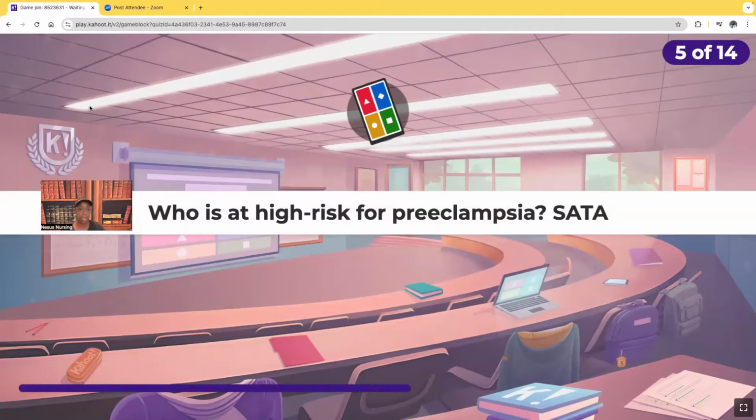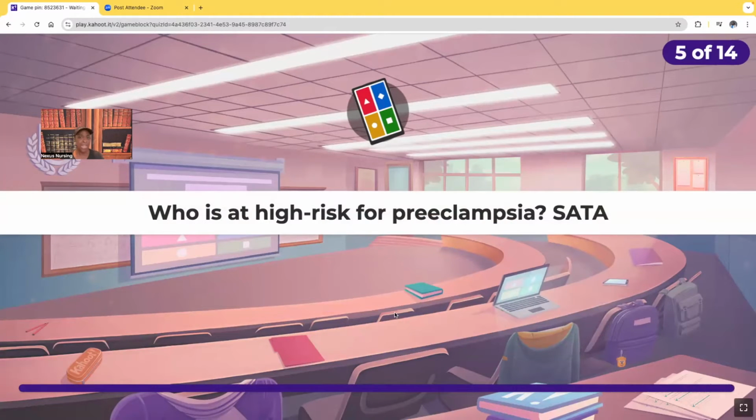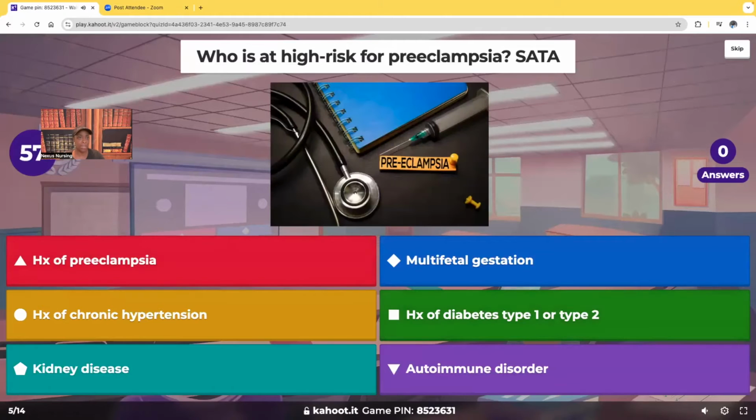Who's at high risk for preeclampsia? Select all that apply. Here are your choices. Having a history of preeclampsia, multifetal gestation, history of chronic hypertension, history of diabetes, type 1 or type 2, having kidney disease, or having an autoimmune disorder. Select all that apply. Who is at high risk for developing preeclampsia?